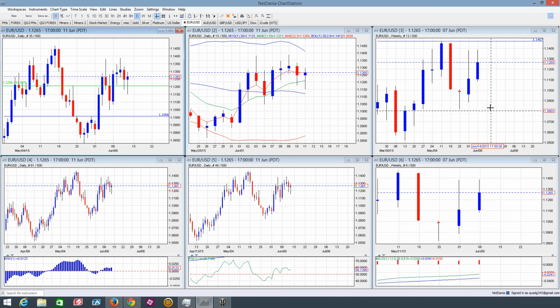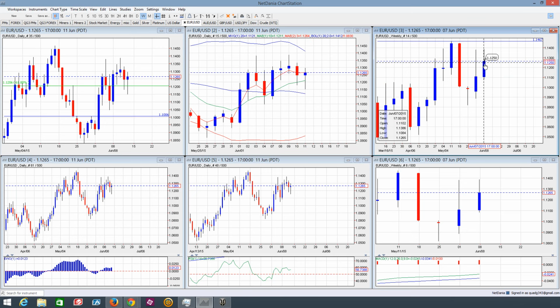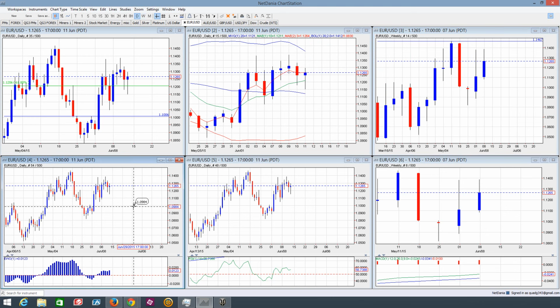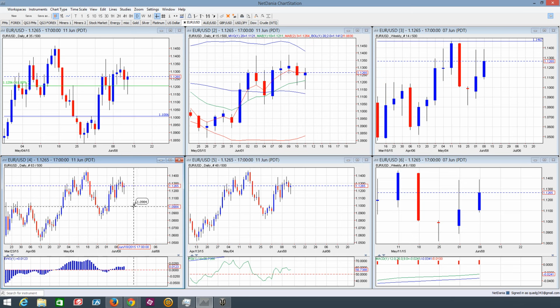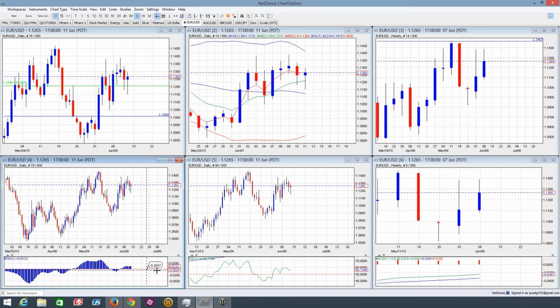Euro on the weekly, again, kind of an inside positive week, inside last week's range. I'll call it, in that particular picture, moderately bullish to halfway neutral. And Euro on the EWO, again, not much to show you there.